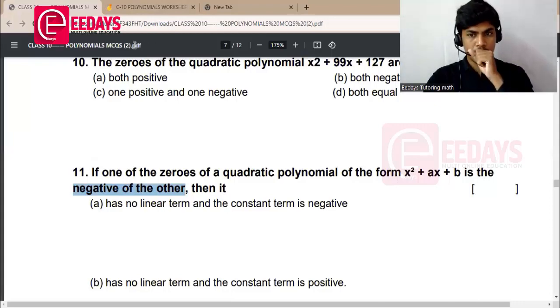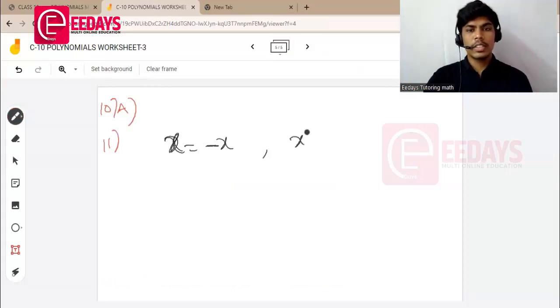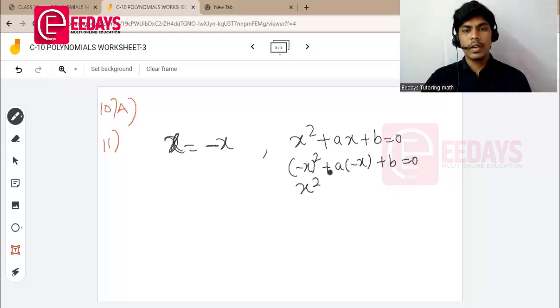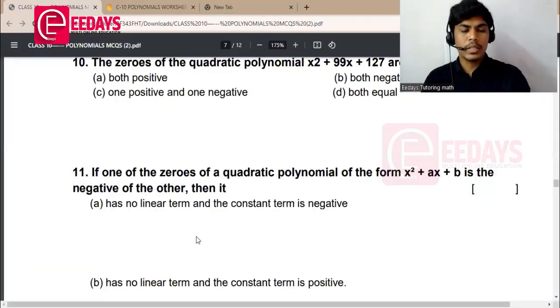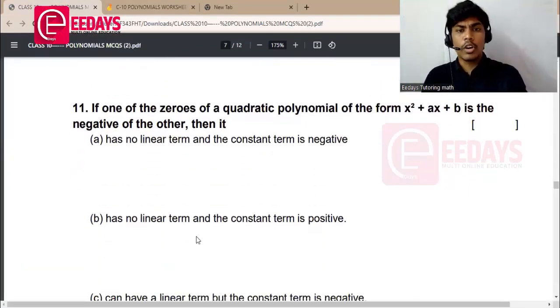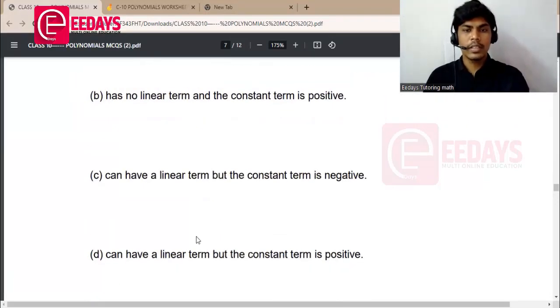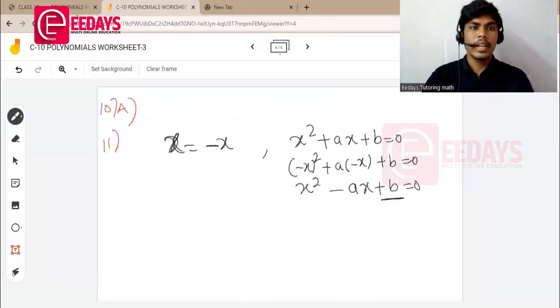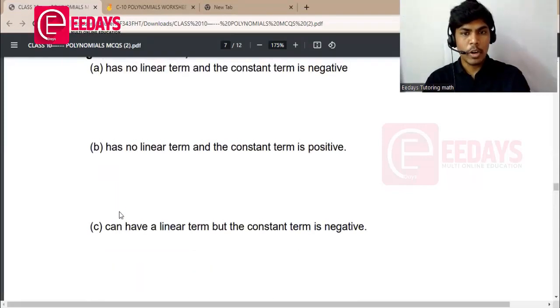Clear, everyone? Now let's substitute. In this equation, x square plus ax plus b is equal to 0, we are getting minus x whole square plus a into minus x plus b is equal to 0. We get x square minus ax plus b is equal to 0. Here the options have a linear term and the constant term is negative, but the constant term we are getting is positive. Observe here the constant term is b. We get it positive. That's why you can easily eliminate options A and C.